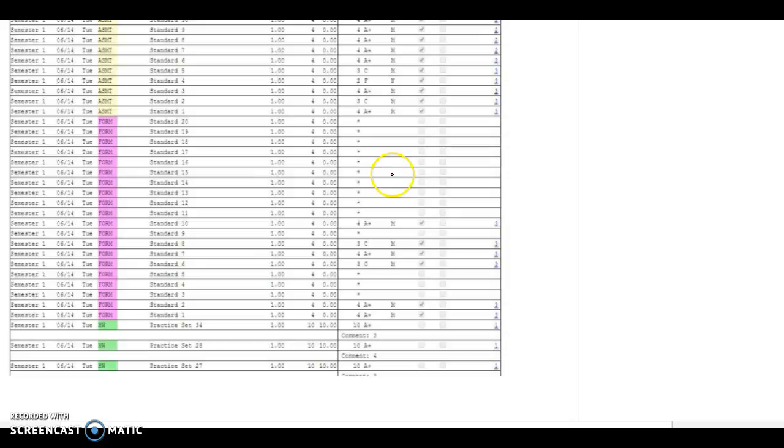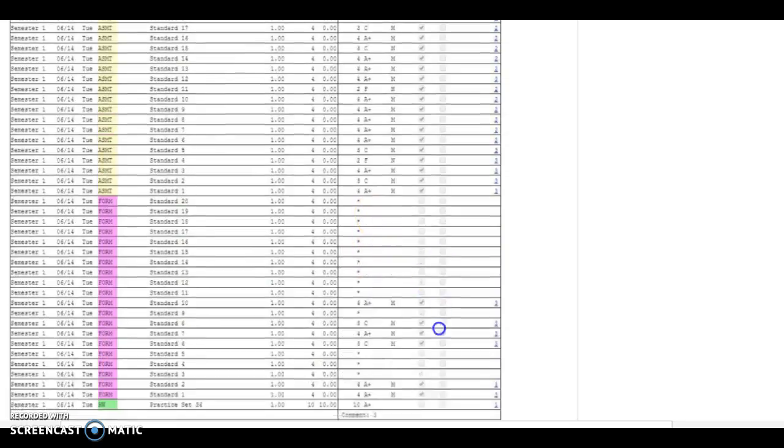You'll notice that there's not a ton in the formative category, and it just had to do with the nature of summer school and its compact nature. Some of the standards I did have formative data for, others I didn't, just based on the nature of summer school. Within those categories, you'll see 3s, 4s. I don't think this particular student has any 2s.